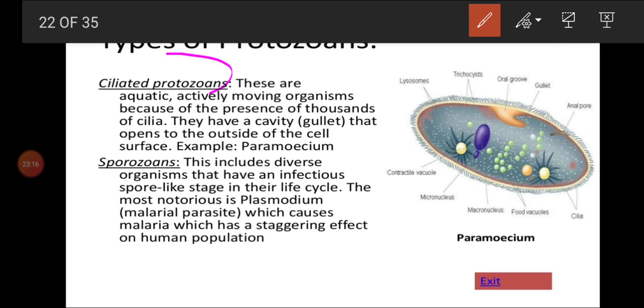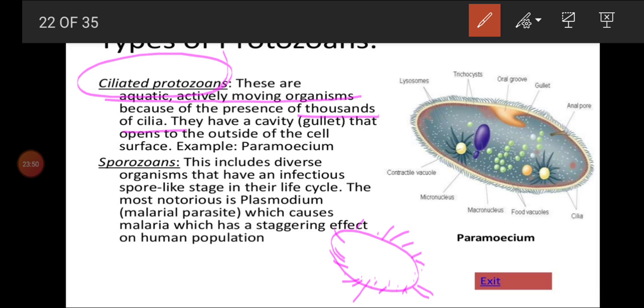If the word is ciliated, this is an organism whose whole body is covered by minute hair-like structures. These minute hair-like structures we call cilia. So if a protozoan contains cilia on its outer body, we call it a ciliated protozoan. These are aquatic, and they are actively moving organisms because of the presence of thousands of cilia. Because of that only they can move quickly.